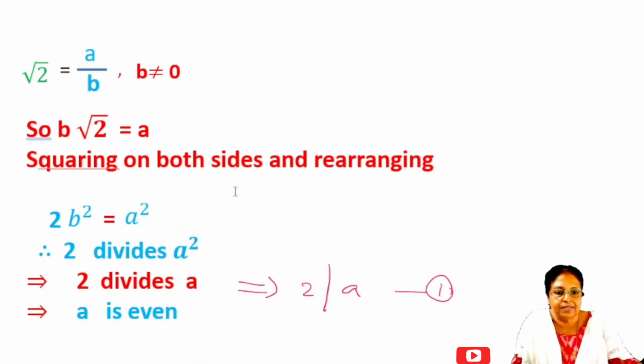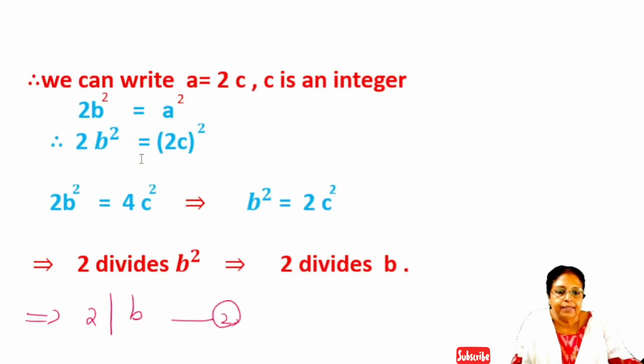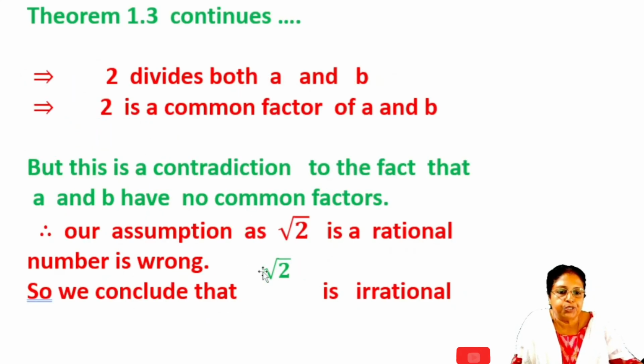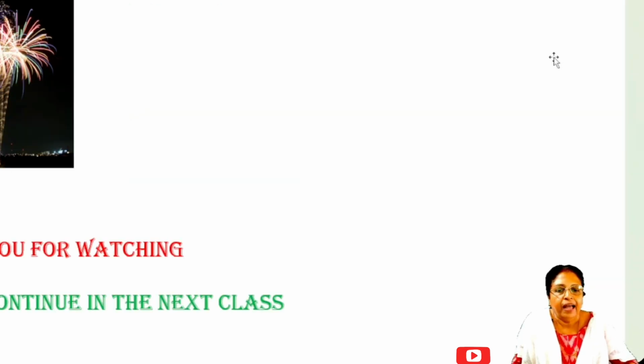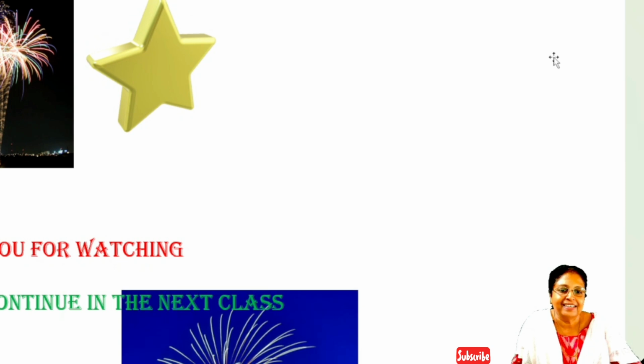Have you understood this? We have done the steps here clearly. So our assumption that root 2 is a rational number is wrong. So we can conclude that this root 2 is irrational. Have you all understood this?